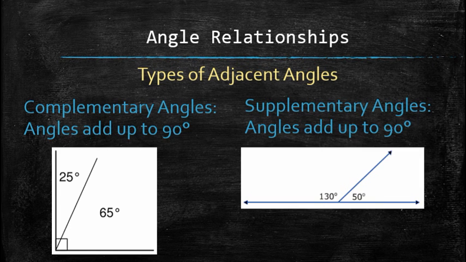So angle relationships, types of adjacent angles. You have complementary angles, and those are angles that add up to 90 degrees. And see, you've got this lovely little square here that indicates that that's a 90-degree angle. But added together, there are actually two angles here. Those add up to 90. The supplementary angles add up to 180, and I'm going to change that real quick here because it is not 90. It's 180, and you'll see that this adds up to a straight line. You can just go like this and it's a straight line.